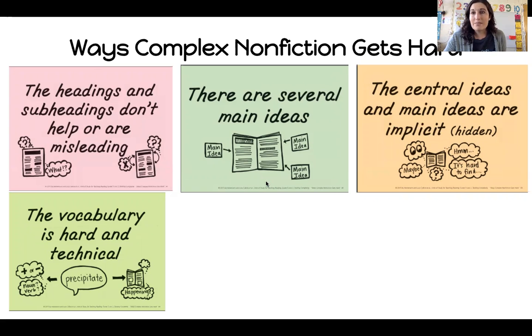There could be several main ideas. Those main ideas could be implicit, which means they're hidden. The text is not going to come out and tell you exactly what the main idea is. And the vocabulary is hard and technical, so there may be brand new words that you've never heard before, and that can cause the text to be very hard.